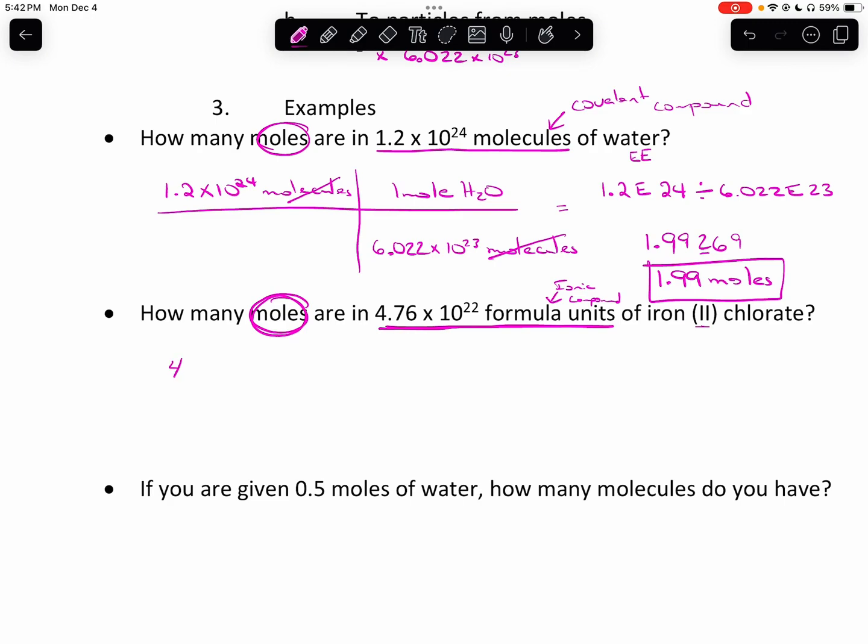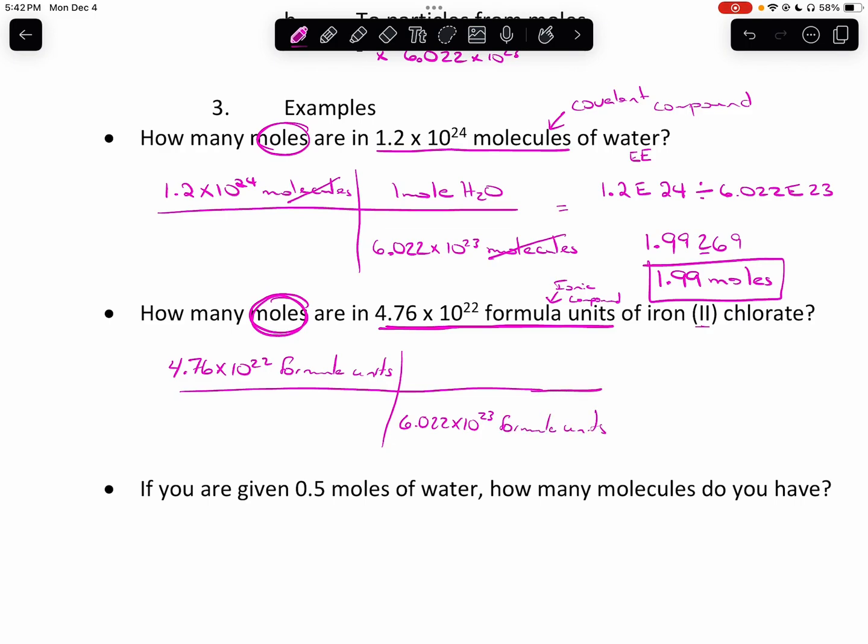We're going to start with that 4.76 times 10 to the 22nd. We've got formula units. All right. We're going to put 6.022 times 10 to the 23rd formula units on bottom. Remember that particles is just a replacement. We're going to either replace it with formula units, molecules, or atoms, depending on what type of compound we have. Then we're going to put 1 mole. In this case, that's that iron 2 chlorate that we've been working with for a while now. Formula units cancel. So let's type this in our calculator.